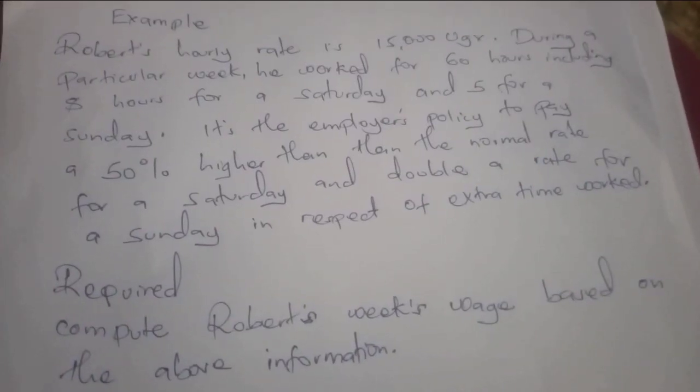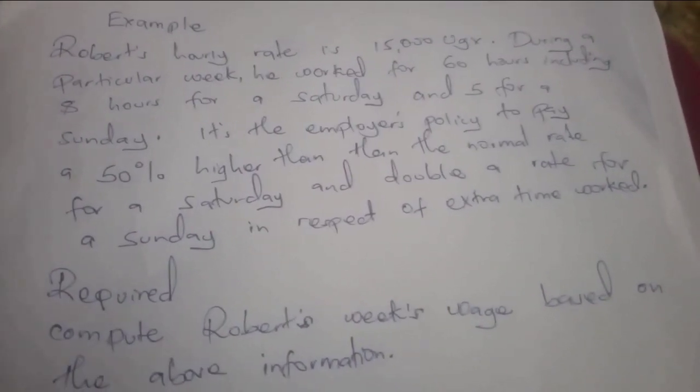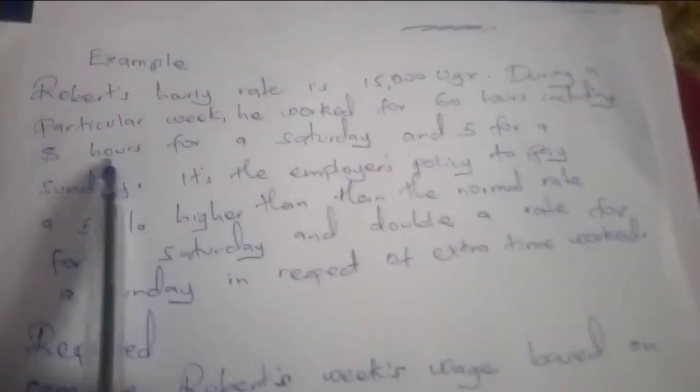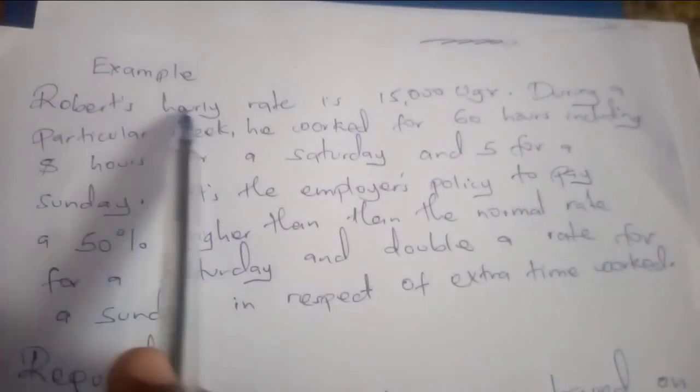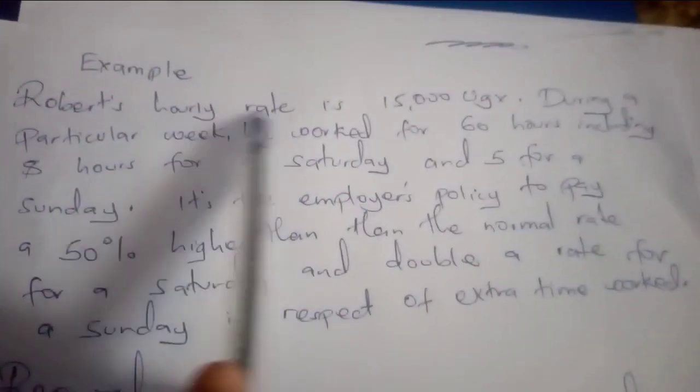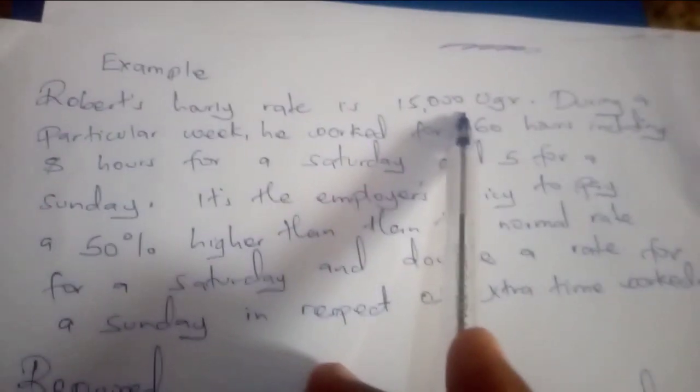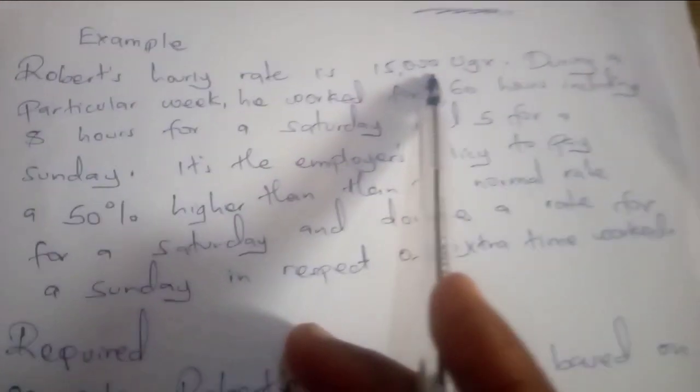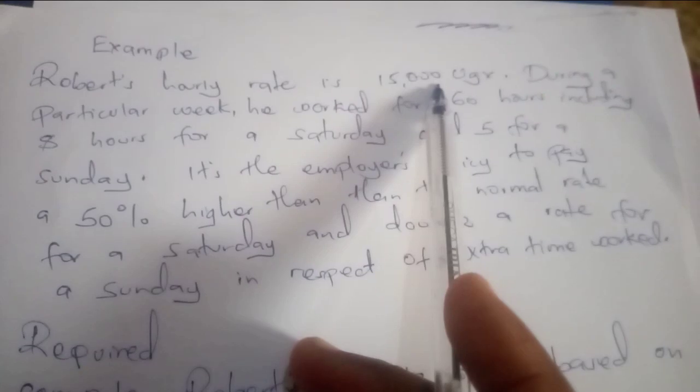Let's have an example in the time rate system. So this is the question. Robert's hourly rate is 15,000. So he's paid 15,000 per hour that he works.